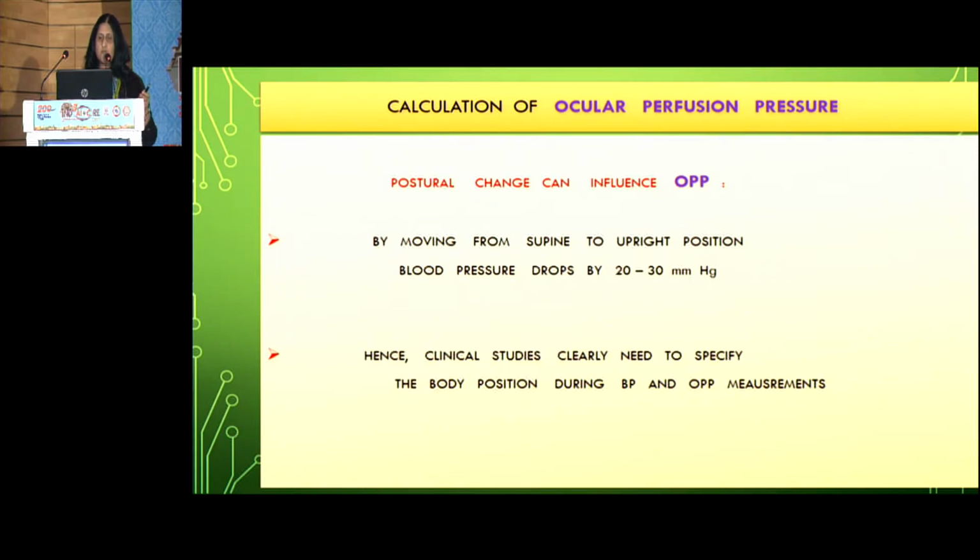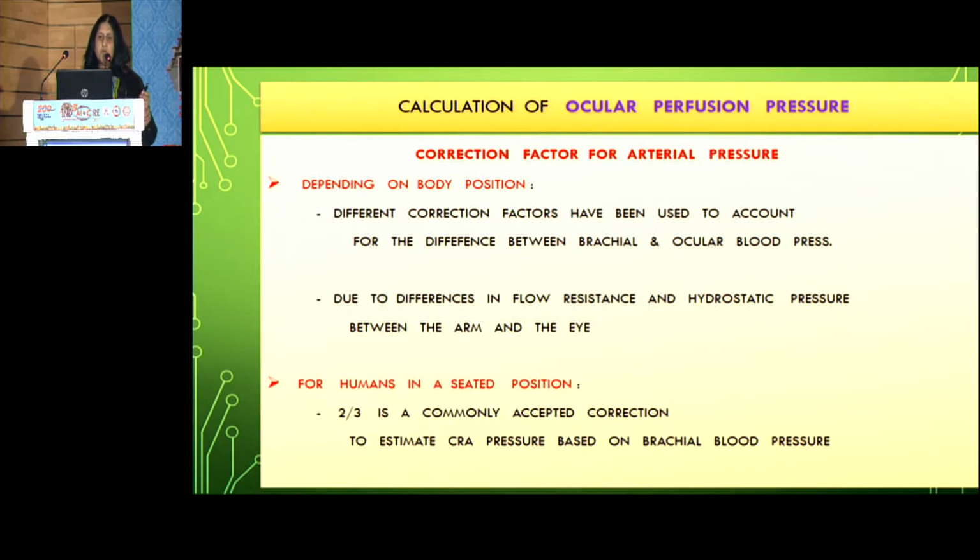Postural change can also influence OPP, like when moving from a supine to upright position, the blood pressure drops by 20 to 30 millimeters of mercury in the region of the head. So clinical studies should specify the body position during blood pressure and OPP measurements. Now, depending on body position, different correction factors have been used to account for the difference between brachial and ocular blood pressure. For humans in a seated position, 2/3 is a commonly accepted correction to estimate CRA pressure based on brachial blood pressure.